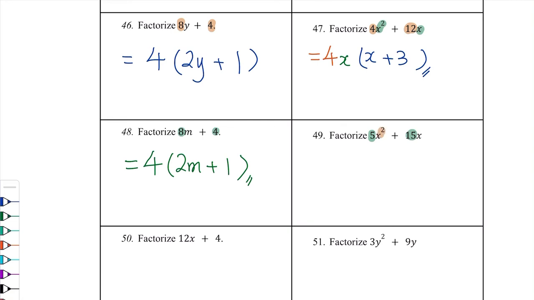Here, what's the number first? And then what's the unknown? Number common is 5. Unknown common is x. So what is left out there? You took the 5 out already. Just 1x left. And then 3. Cool? Good.